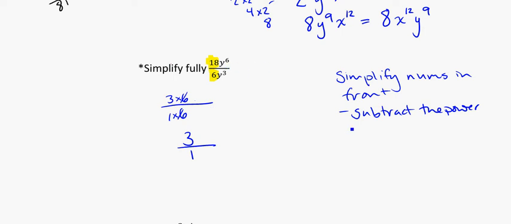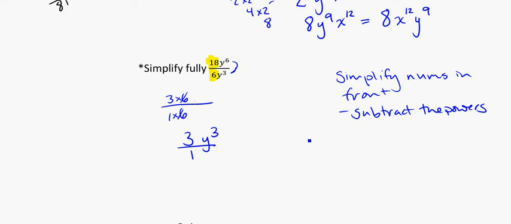And now for this rule here, subtracting the powers, we've got 6y on top, or y to the power of 6, meaning there's 6 y's times together. And we've got 3 y's times together on the bottom, the y to the power of 3. So the simplest way to do that is just to make a subtraction between those two numbers. So this becomes y to the power of 3.